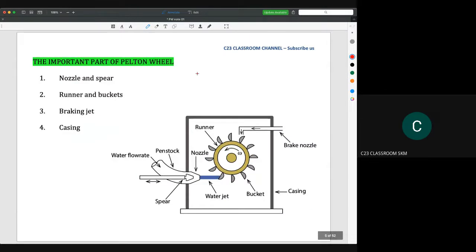This is a very important chapter. You need to know how to explain the mechanism of the Pelton wheel. The important parts of the Pelton wheel are shown here. They are the nozzle and spear.